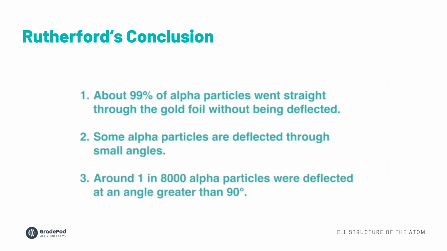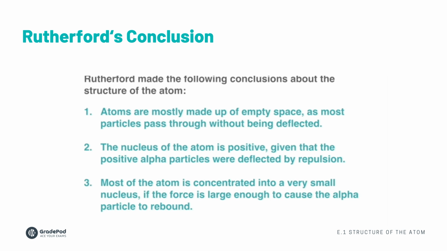His final observation was around 1 in 8,000 alpha particles were deflected at an angle greater than 90 degrees. And his final conclusion was that most of the atom is concentrated into a very small nucleus. If the force is large enough to cause the alpha particle to rebound, then that must be the case. So he feels that the positive charge is concentrated into a very small nucleus.